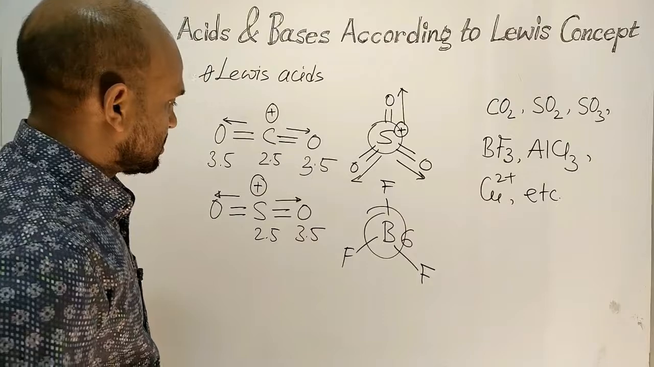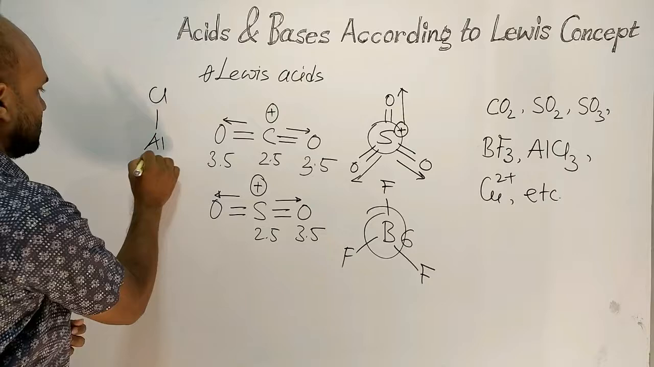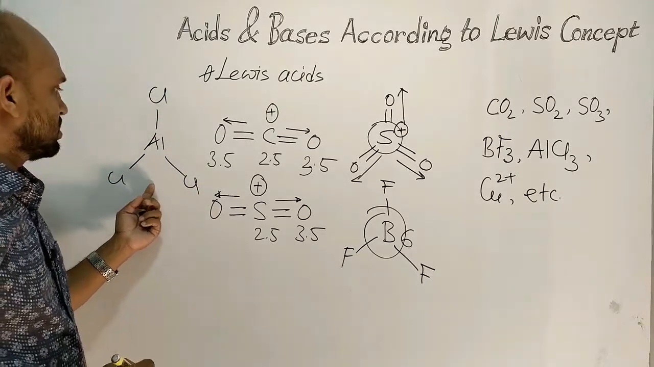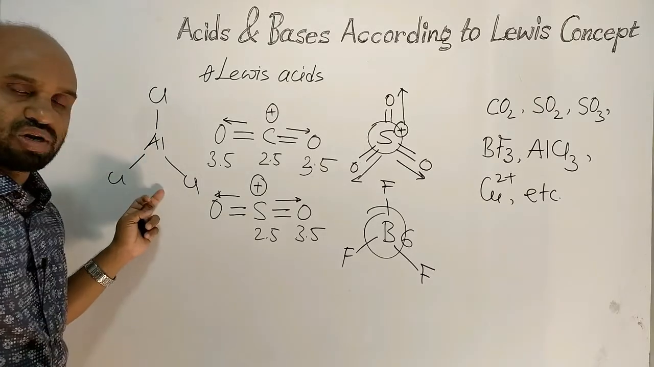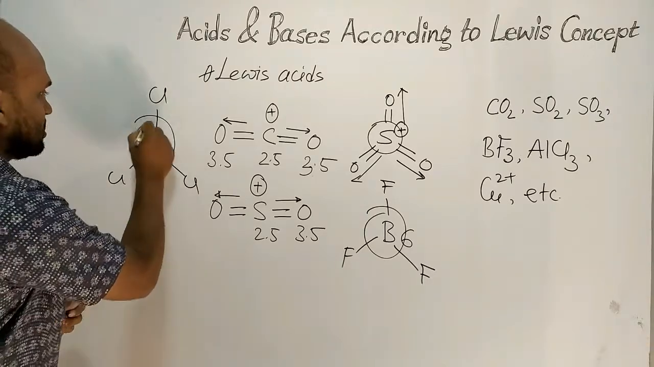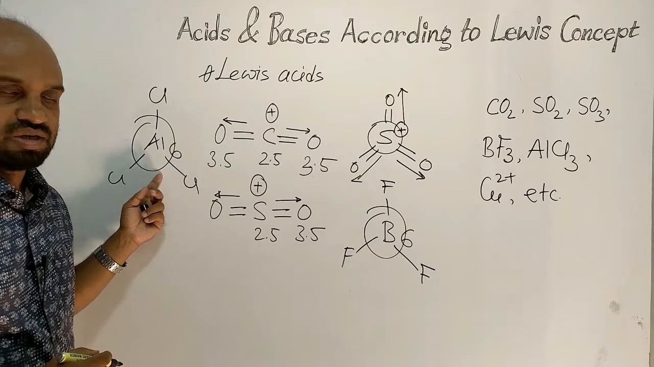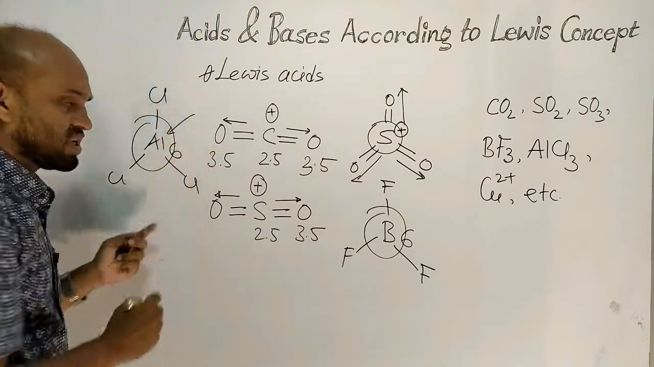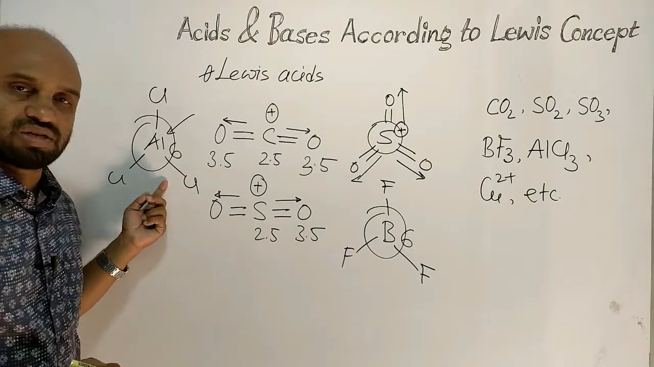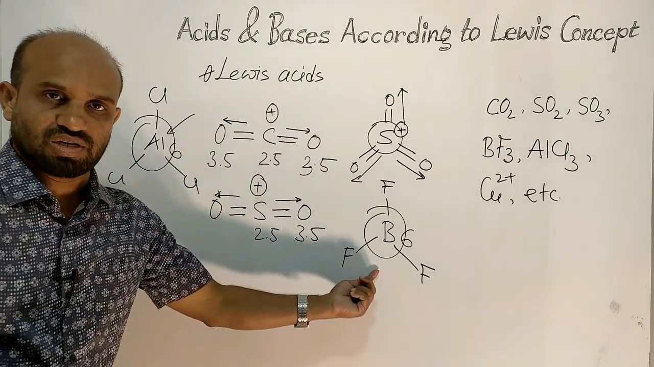Let's see another compound, that is aluminum chloride. This is aluminum chloride, which is a kind of covalent compound. These bonds are covalent bonds. So around aluminum there are 6 electrons. This is also octet not fulfilled. So it has desire to accept another pair of electrons. So we can say that aluminum chloride is a kind of electrophilic substance as well, like boron trifluoride.